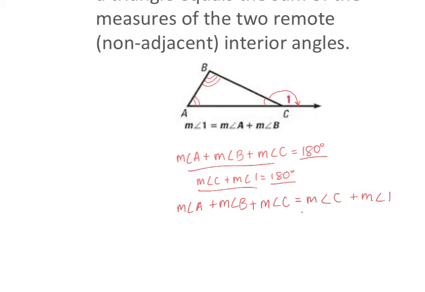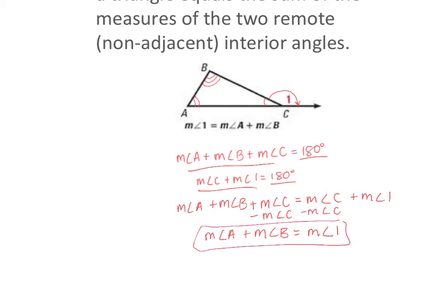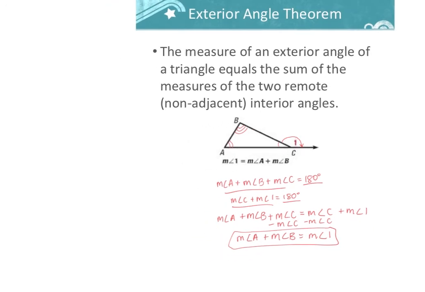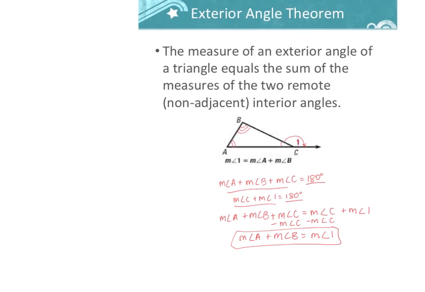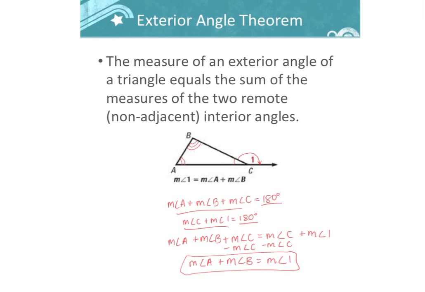So if we subtracted the measure of angle C from both sides, we would get the measure of angle A plus the measure of angle B equals the measure of angle 1. This is where this formula comes from, okay? Now that we've proven it, you guys can just use it, okay? You guys can use it in the future.